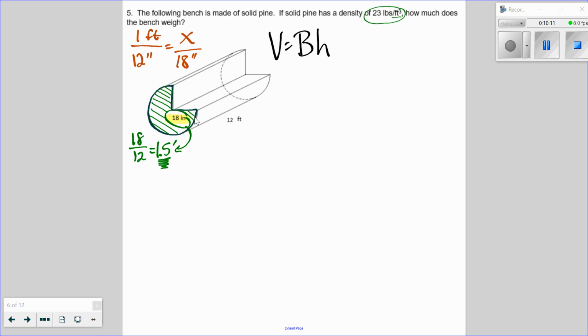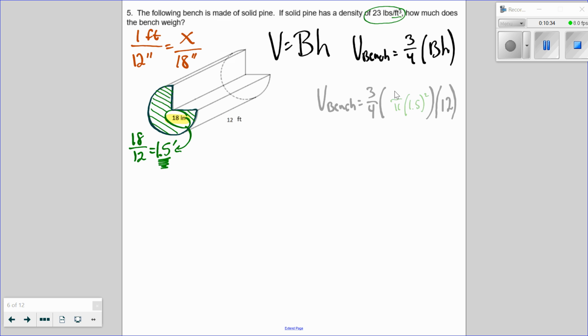Now that I know how many feet the radius is, 1.5 foot for the radius, now I can find the area of the 3/4 of a circle, then times it by 12 to get me 3/4 of a cylinder. So the volume of our bench is 3/4 of area of the base times height. So our area of the base is pi times 1.5 squared. That gives me 20.25 pi. Now I'm going to leave this in terms of pi for now, and then I'll round my answer later.